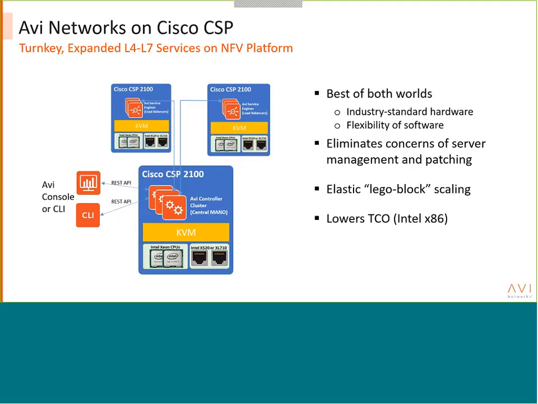And this CSP platform can be used for something like Avi. It could also be used for firewalls. It could be used for other network services. So from this one platform, you can now have an expandable and extensible network function virtualization, which is very cool. And in this case, Avi would be one of these network functions that you can scale.